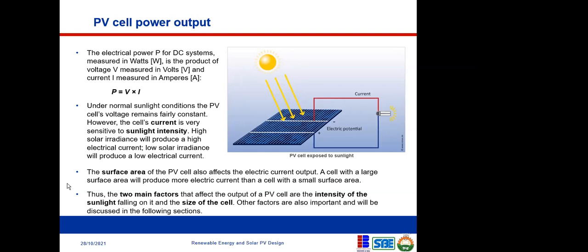So those two main factors that affect the output of a PV cell are, one, the intensity of the sunlight falling on it, and two, the size of the cell. Okay. Now, other factors are also important and will be discussed later.